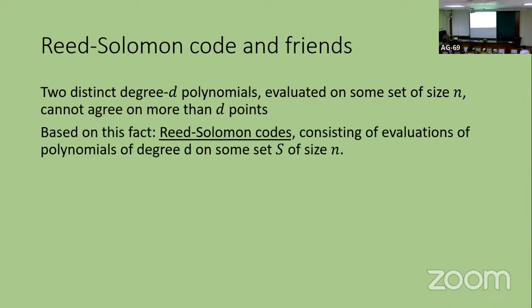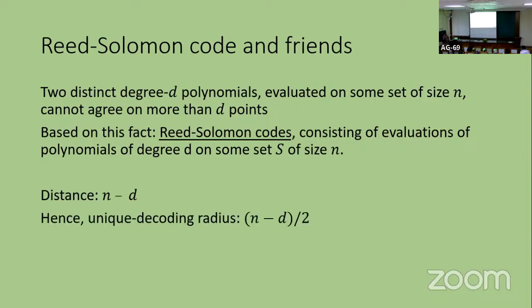So that is the motivation for Reed-Solomon codes. What are the code words of Reed-Solomon codes? Evaluations of polynomials of degree d on some set. So the distance is, okay, I'm going to be a little sloppy with plus 1s and minus 1s throughout, but based on that, that's the distance. Hence the unique decoding radius is n minus d by 2, and that's the rate. Why is that the rate? Because a degree d polynomial has d plus 1 coefficients, so that's the density of information. And so the list decoding capacity will be 1 minus the rate.